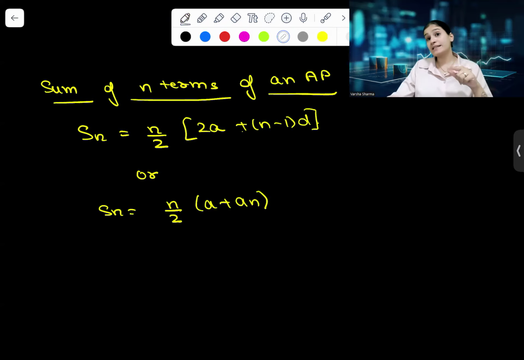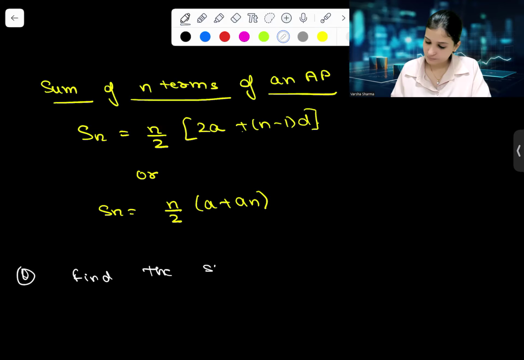But in both cases, we would need the number of terms. If you notice, the only thing we may or may not need is D or A. In the first formula, we would need D. In the later formula, we will need A. Question. Find the sum.